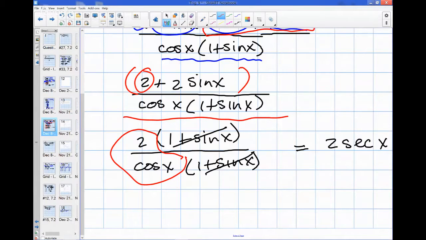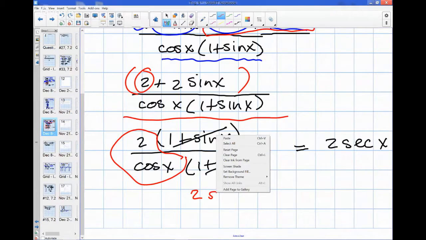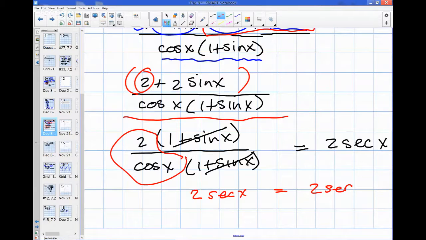2 over cosine. Well, isn't cosine the reciprocal of the secant? Hey, we got it. 2 secant x equals 2 secant x. And those are exclamation points just because of joy. Okay, so in other words, smiley face, we have achieved our goal.